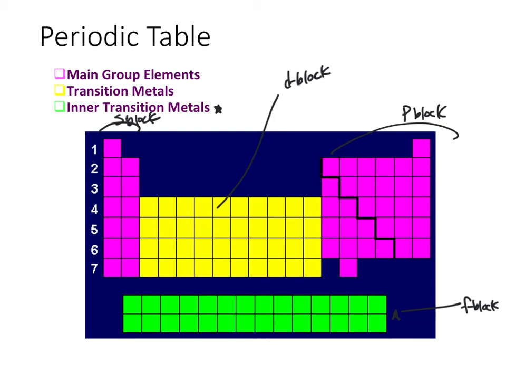Main group elements are what we're going to talk about most of the time in this class. Sometimes we talk about transition metals. Pretty rarely do we talk about F block elements or the inner transition metals. But your main groups are going to be your S's and your P's. Your transition metals or transition elements are going to be D block, and your inner transition metals or inner transition elements are going to be your F block.